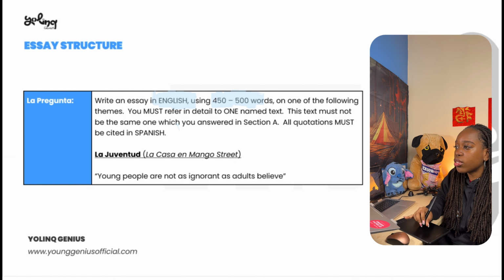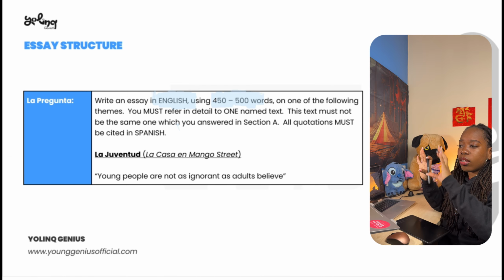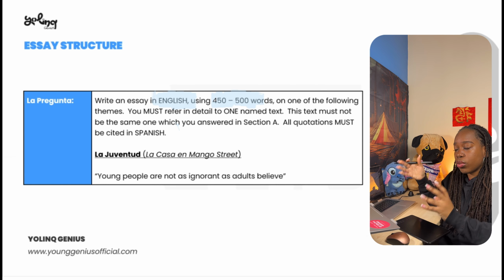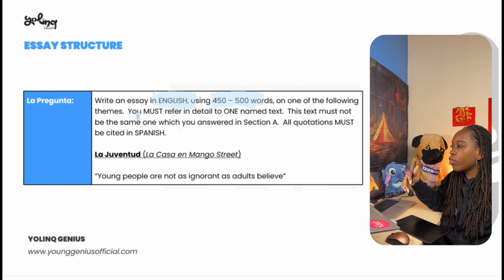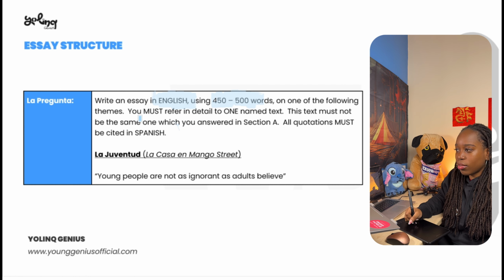For example, la juventud, and so unit 1 is el individuo y la sociedad, so you'd have la juventud and 2 essay questions, or dos preguntas. Then you'd have el individuo y la sociedad and dos preguntas, 2 questions. I just chose one of these. You're going to choose whichever one you feel like you could answer the best. Yeah, so you must refer in detail to one named text.